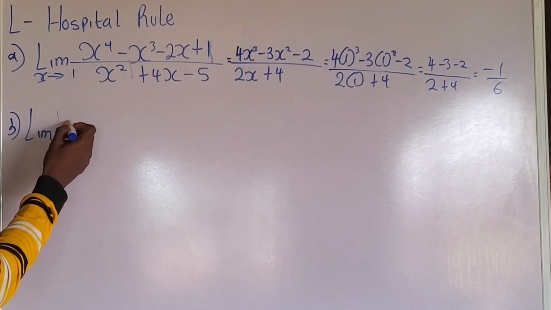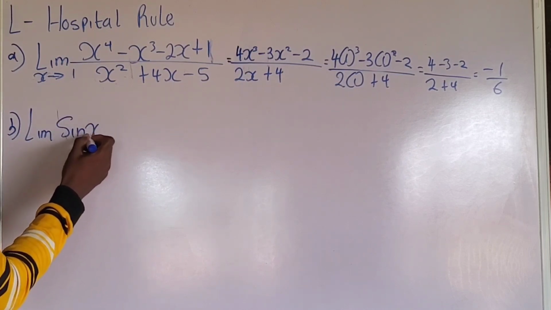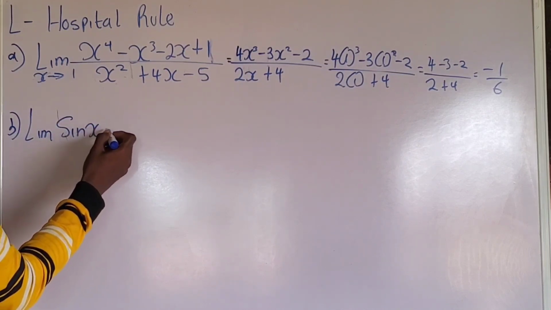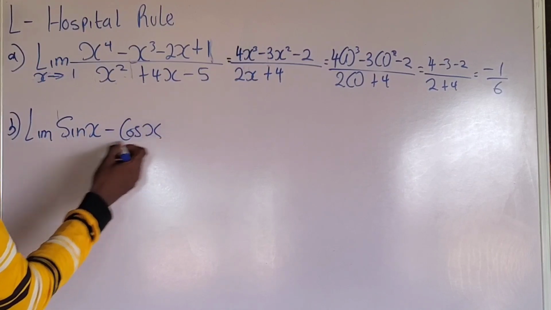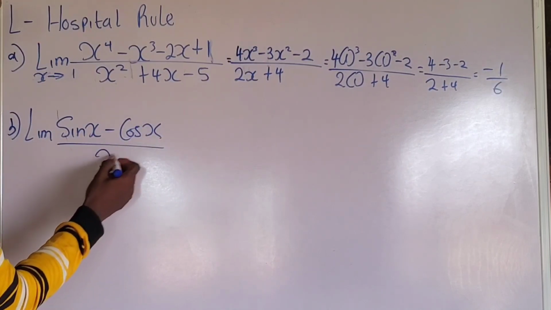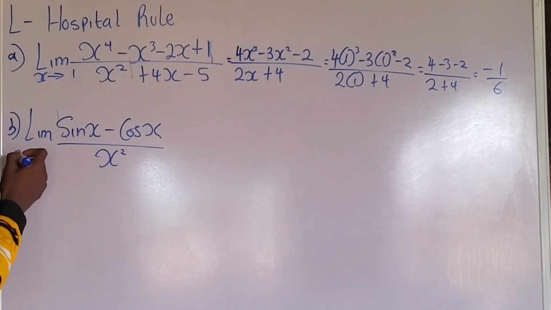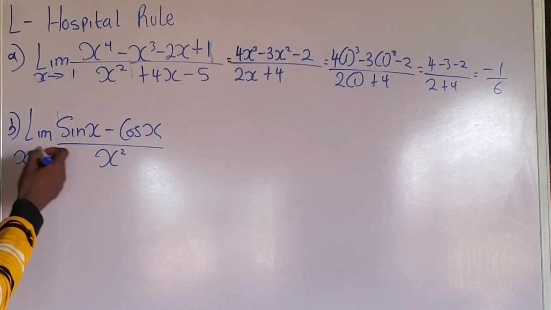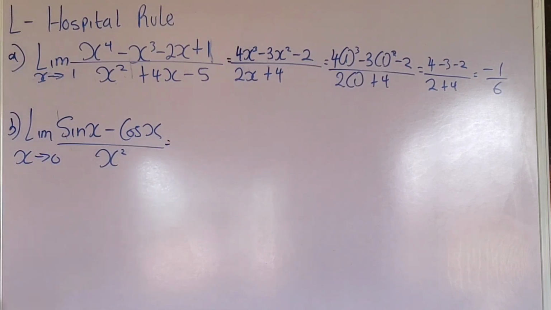Limit of sine x minus cos x all over x to the power of 2 as x tends to 0. I want you to attempt this, okay? Now, I want you to pause this video, attempt that question, then when you are done, play the video to check if your answer is correct, okay? Now, let us solve it together.